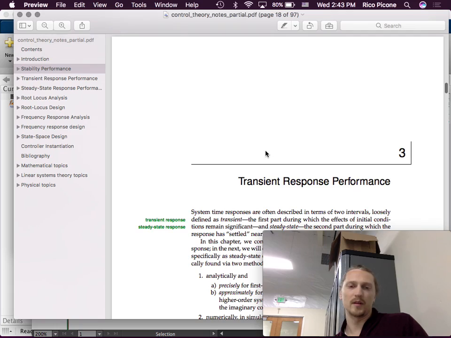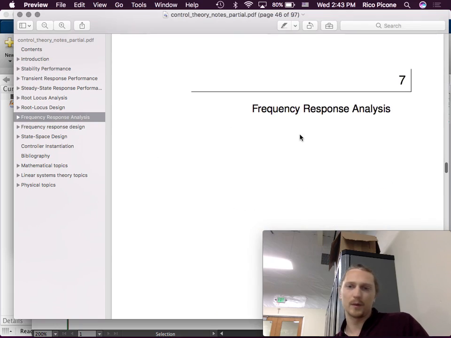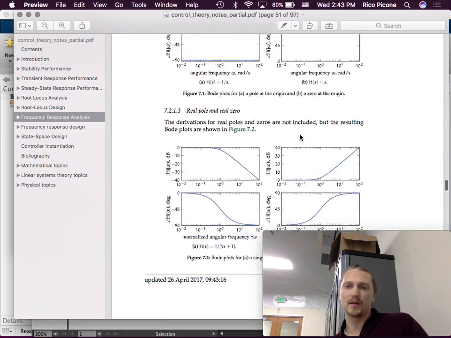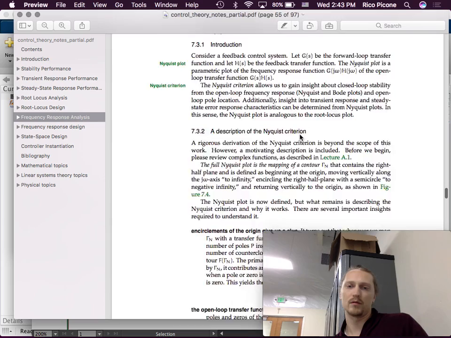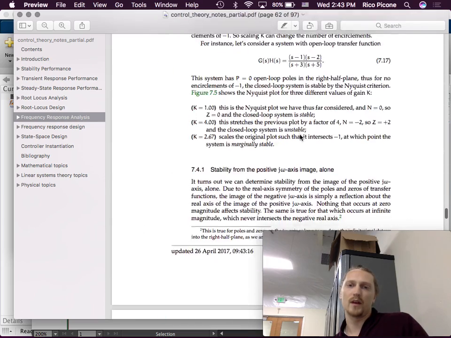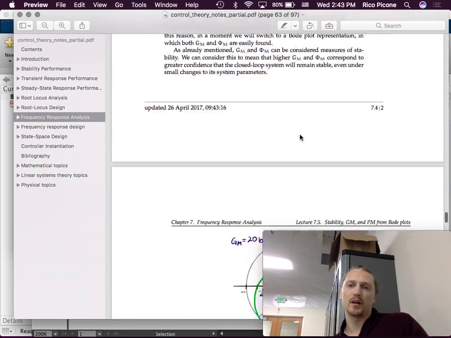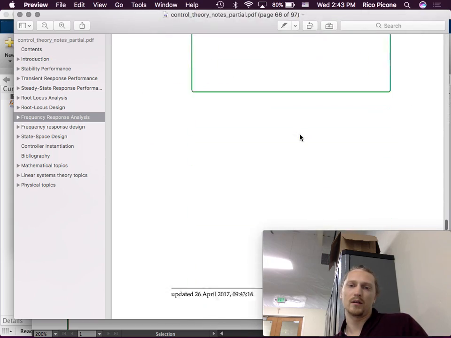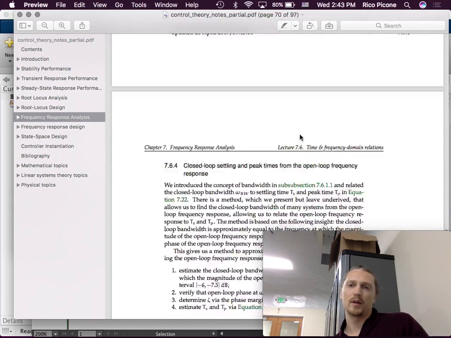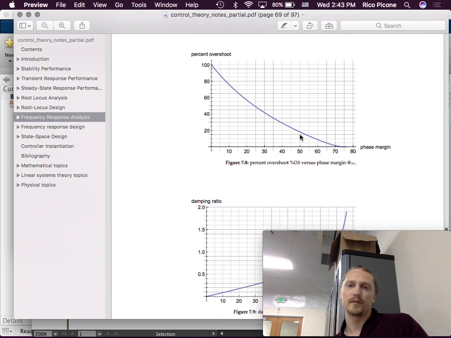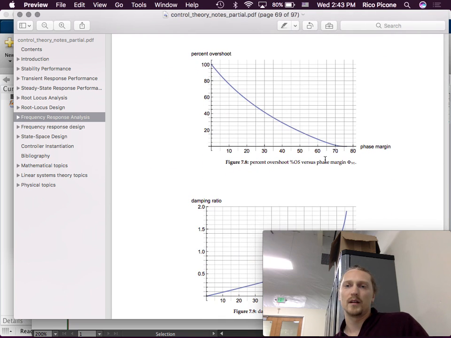Well, it's going to be in this one anyway. In the frequency response analysis chapter, if we go down to the Nyquist stuff, there we go. I saw them. Aha! Phase margin related to percent overshoot.